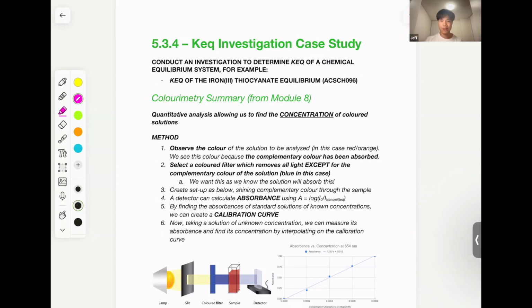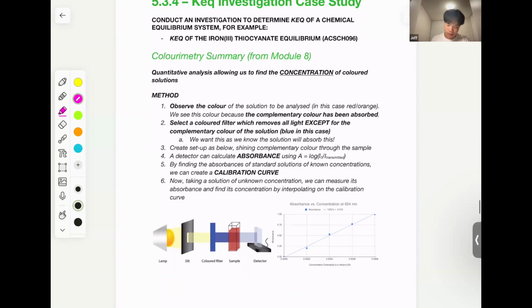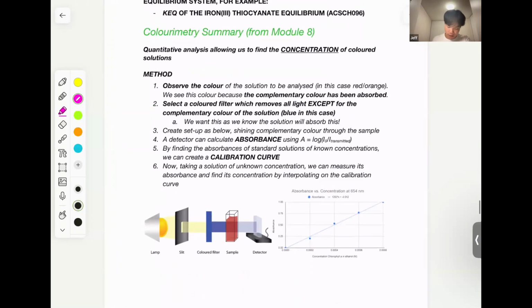Okay. So just to rehash it, colorimetry is a method where you are basically using light to find out the concentration of a colored solution. You're using light to find the concentration of a colored solution, and you need this for this KEQ method.